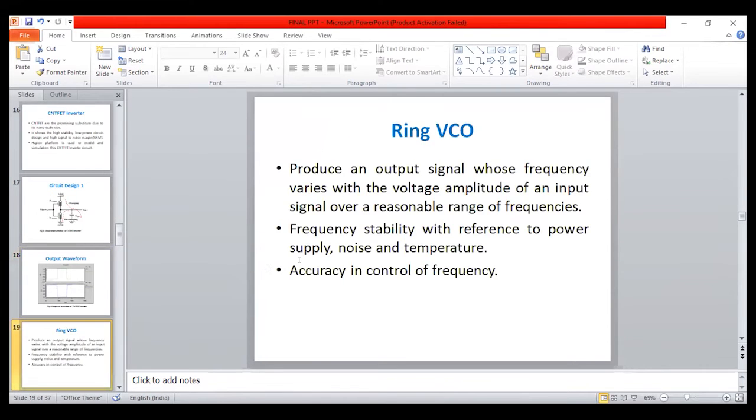Next, we design ring VCOs because they produce an output signal whose frequency varies with the voltage amplitude of the input signal over a reasonable range of frequency. Frequency stability with reference to power supply voltage, noise, and temperature. One of the most important is accuracy in the control of frequency.